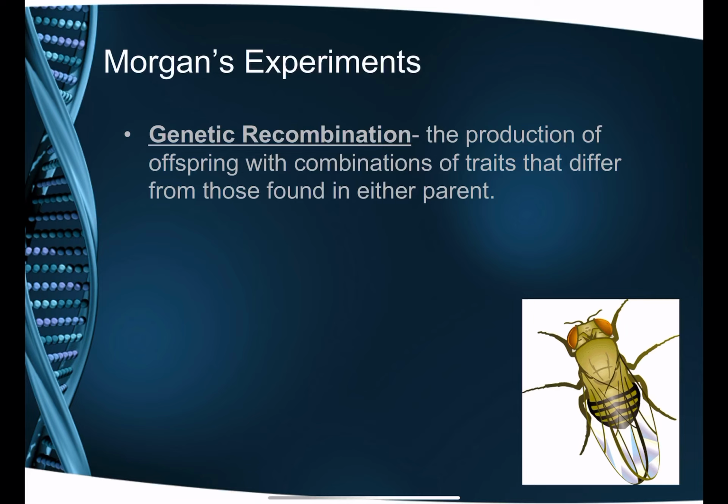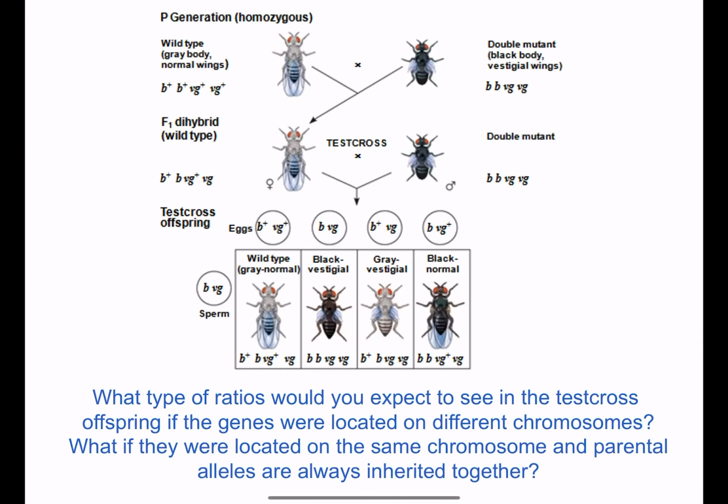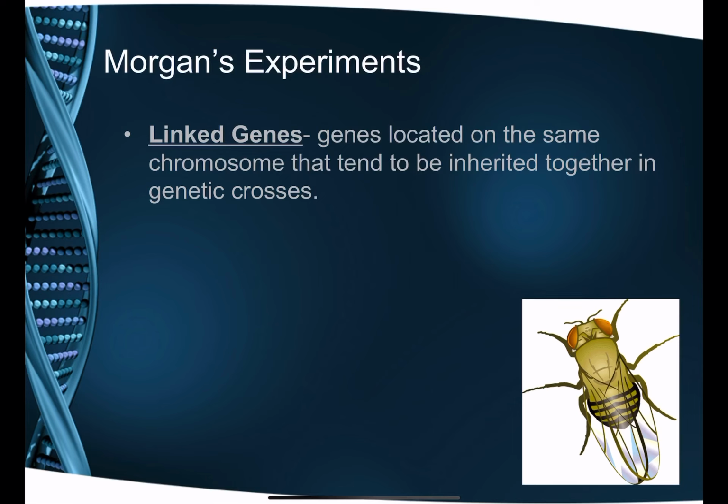So yesterday we talked about sex-linked genes. Today we are talking about linked genes, which are different from sex-linked genes. Sex-linked genes indicate genes that are on a sex chromosome, so an X or a Y chromosome. Linked genes are genes that are located on the same chromosome that tend to be inherited together, okay?